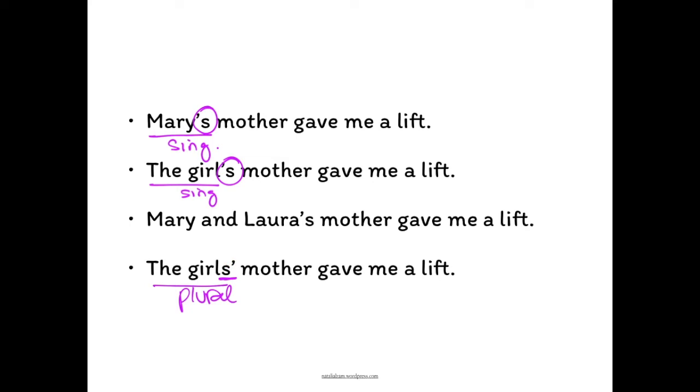If you're mentioning the names of these people, then what you do is you mention them, Mary and Laura, and then you only add the apostrophe S at the end of the last name mentioned, Mary and Laura's mother. Not at the end of every single name, no, just at the end of the last one.